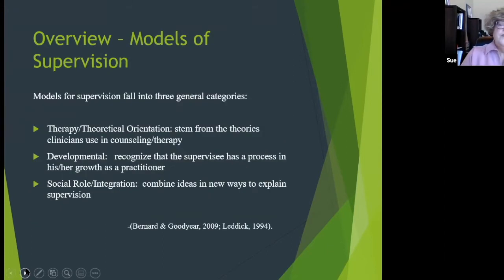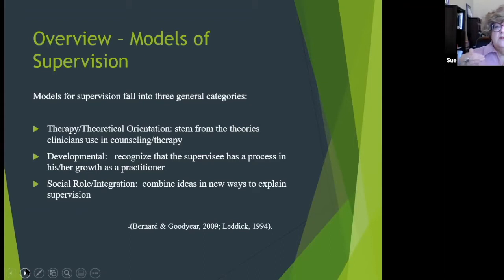So I'm not going to go into a whole lot of detail about the models of supervision. There are a lot out there. There are a growing number of books out there for people to take a look at. Even through your professional organizations, and I've taken a look, there are books that are offered through your organizations, through counseling, psychology, and even social work. So take a look at those.